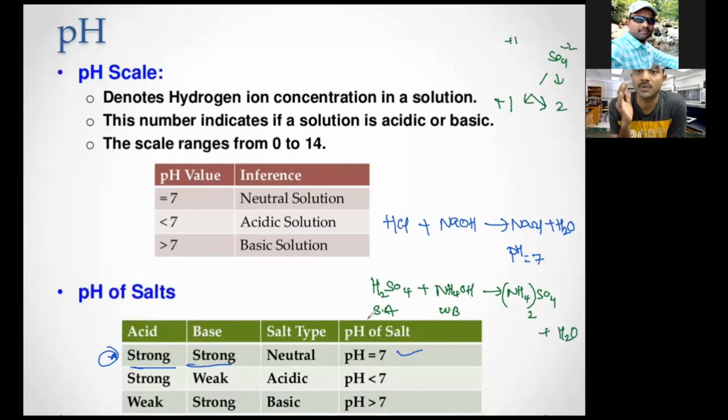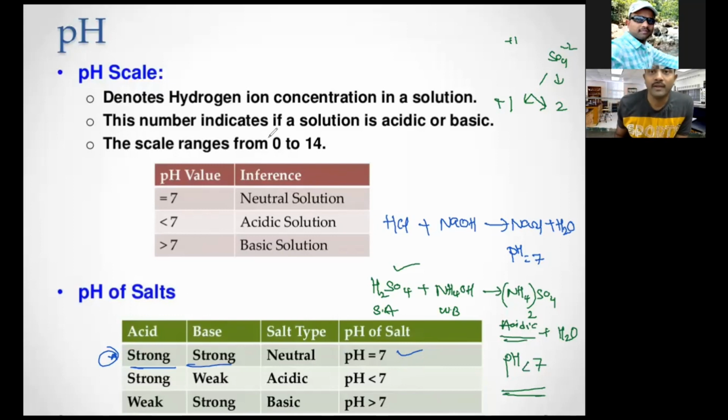When H2SO4, a strong acid, reacts with a weak base, what is the salt you will get here? Ammonium sulfate. What is the nature of the salt we got here? Here which one is strong? Acid is strong. So the nature of the salt is acidic. The nature of the salt is acidic salt, right? Here we are getting an acidic salt. When you dissolve this salt in water, it will give a pH value less than 7, meaning you are getting your acidic salt.